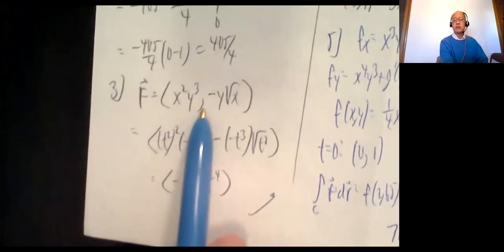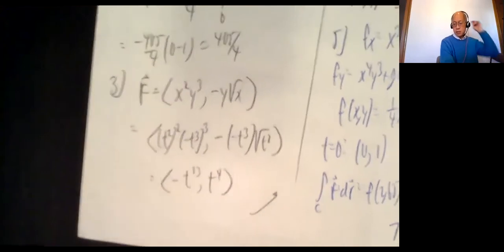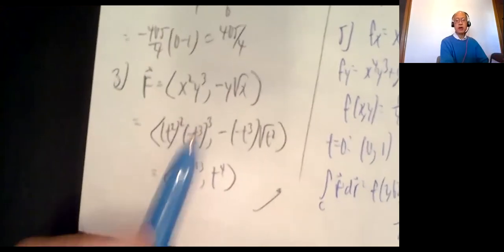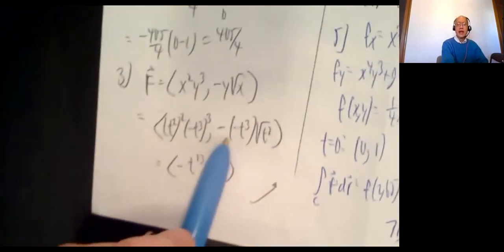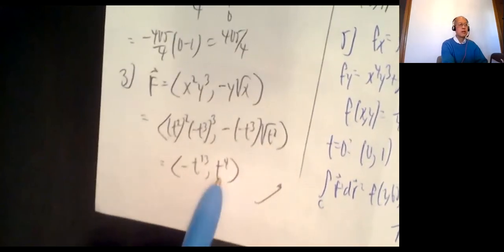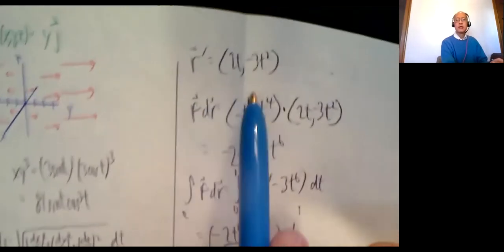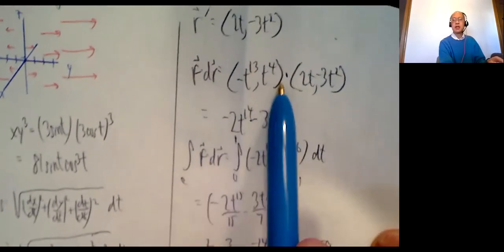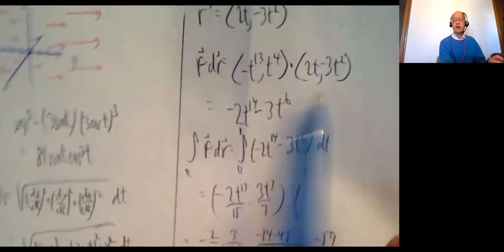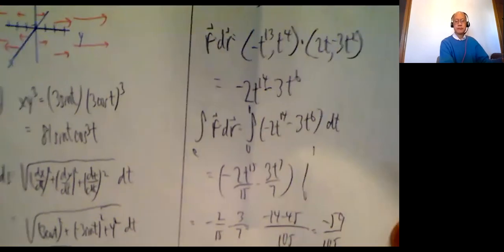Number 3, f is x squared y cubed, negative y radical x. Okay, if I plug in x is t squared squared, negative t cubed cubed, negative y, negative t cubed, radical t squared, negative t to the 13th, t to the 4th. Then dr, which is the same as r prime, 2t, negative 3t squared. Take the dot product, f dot dr, negative t to the 13th, t to the 4th, dot 2t, negative 3t squared. Comes out to be this.